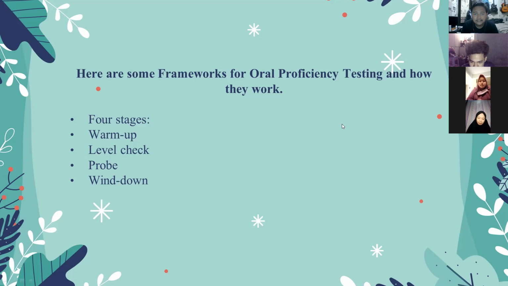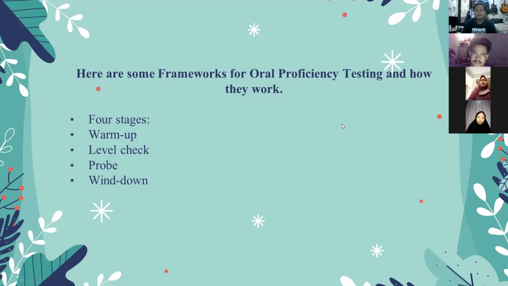The second, level check. Through prepared questions, the test taker responds using expected form and function. Example: how long have you been in the city? Tell me about your family. What is your major? How long have you been working at your degree?